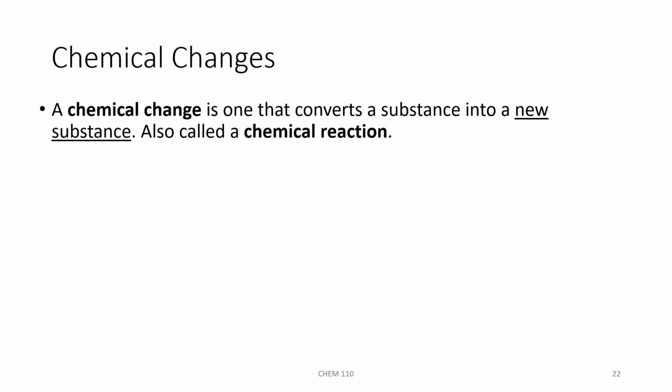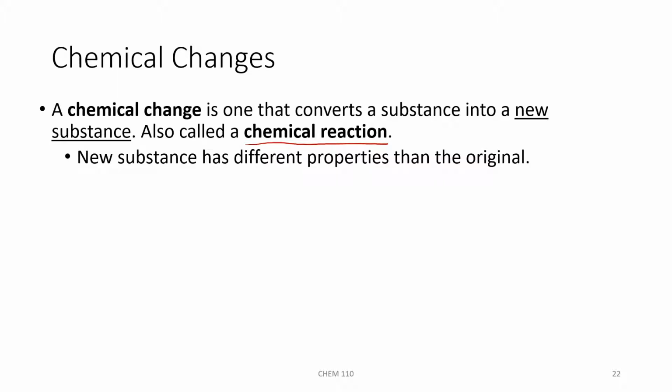Chemical changes are very different from physical changes. Physical changes didn't change the identity of the substance, whereas chemical changes actually convert the substance into something completely new. This is also called a chemical reaction. The new substance has different properties than it did before, and we can't easily separate it back by physical means like we could with a mixture.